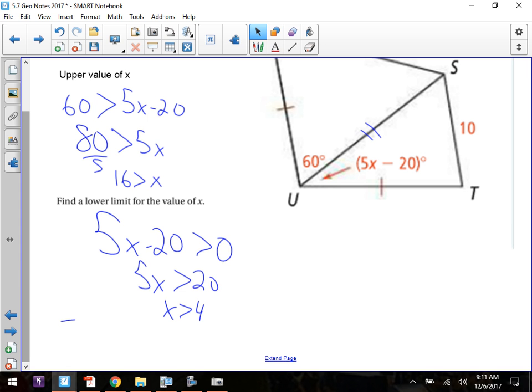All right? So you have a range set of values here. x is greater than 4, but it is smaller than 16. You set the one limit to be smaller than the other angle, and the other one has to be greater than 0, otherwise it won't work.